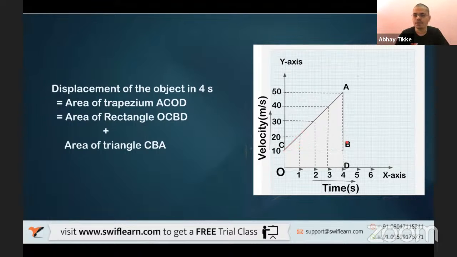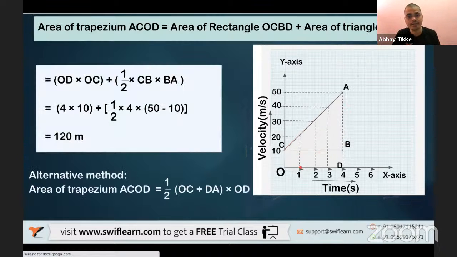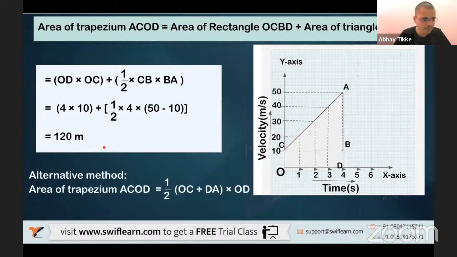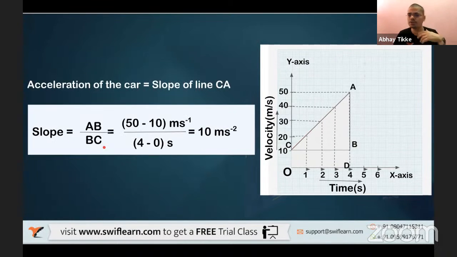Area of triangle plus area of rectangle. I hope you are getting this. Area of triangle is half into base into height, and area of rectangle is length into breadth. When you put the values, you'll get 120. Understood? Fine, great. And acceleration is a slope. Rise upon run. Rise is the area, and run is BC. So area upon BC, you get acceleration as 10.